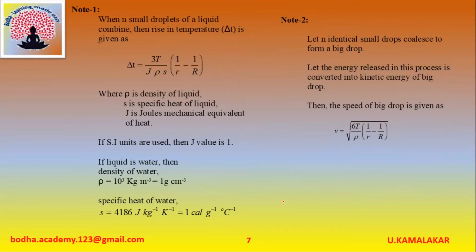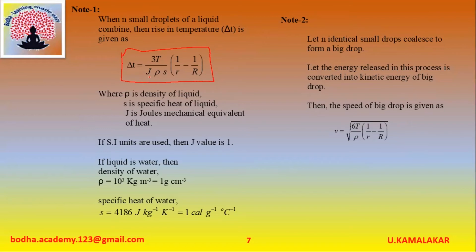Note: when n small droplets of liquid combine, then the rise in temperature delta T is given as delta T equals 3T divided by J rho S, times (1 by small r minus 1 by capital R), where rho is the density of the liquid, S is the specific heat of the liquid, and J is the Joule's mechanical equivalent of heat. If SI units are used, then the value of J is 1.